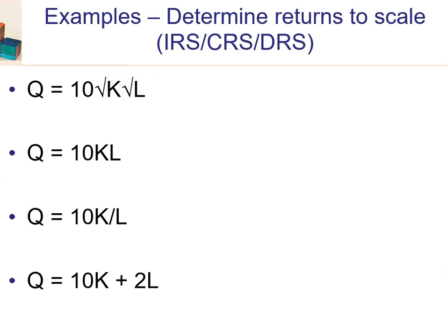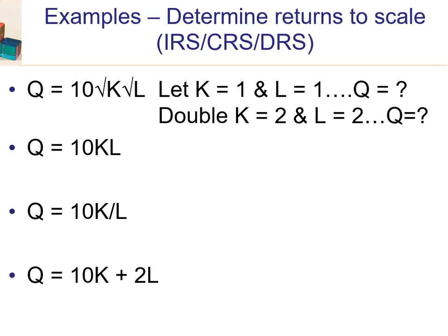Next, let's use the definition of doubling our inputs, what happens to our output, to confirm that it is indeed a constant returns to scale production function. So let's start out with our labor and capital both being 1. How much is output if labor and capital is 1? Let's see, we have 1 square root, that's 1. We have it multiplied by another square root of 1. So square root of 1 times square root of 1 is equal to 1 times 10. So this is an output of 10.